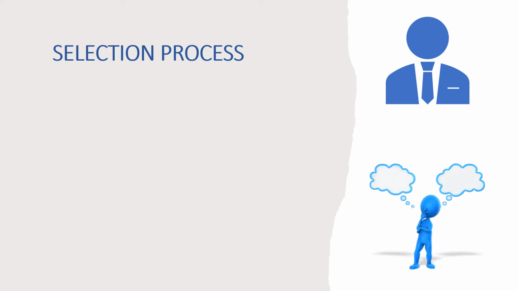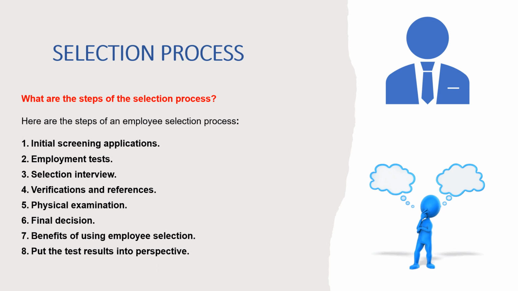Now let us talk about the selection process. What are the steps of the selection process? There are 8 steps to the selection process. The first one is internal screening of applications, then employment test, selection interview, verification of references, physical examination, final decision, benefits of using employee selection, and putting the test results into perspective.